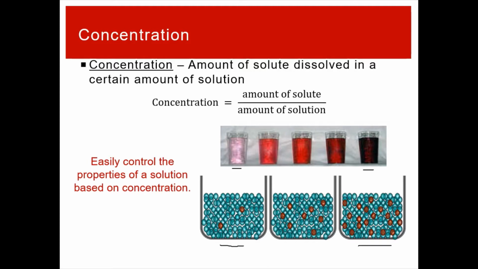And we use this concentration and we always get a ratio. It's amount of solute per amount of solution. So this is going to be a ratio that is always going to let us talk about how much stuff is dissolved in a given volume of solution.